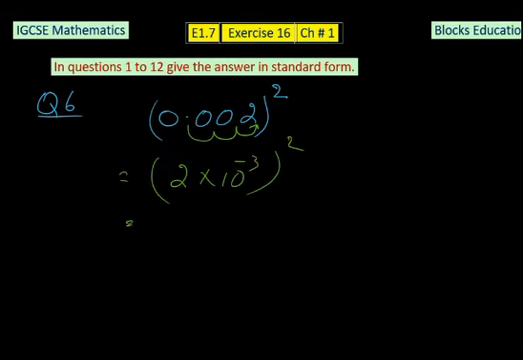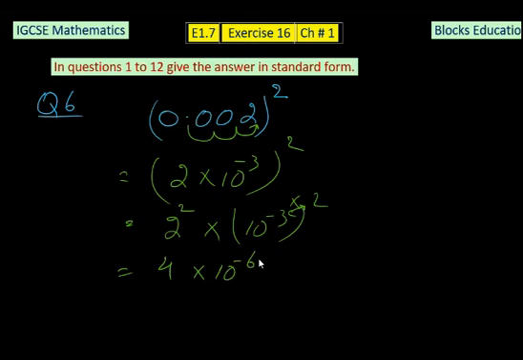And we know that if the power is above the bracket, everything inside the bracket will share this power. So it means that it is 2 raised to power 2 into 10 raised to power minus 3 raised to power 2. We just split the power. 2 raised to power 2 is 4, into, we know that power raised to power, these two numbers will multiply together. So it is minus 3 into 2, which is minus 6. So it will be 10 raised to power minus 6.